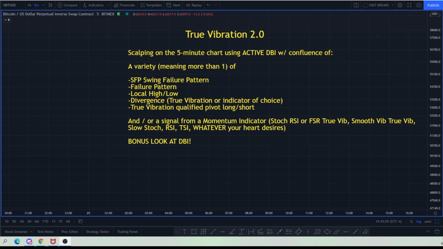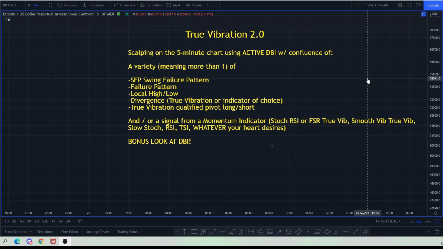But on this particular day we're going to utilize one of the features, which is called DBI, Directional Bias Indicator. Very specifically, we're going to talk about scalping, utilizing a 5-minute chart and an active DBI, which I'll explain in a minute. I'm going to clear this out in a minute, but feel free to write this down, take some notes if you like. Probably would be a good idea.